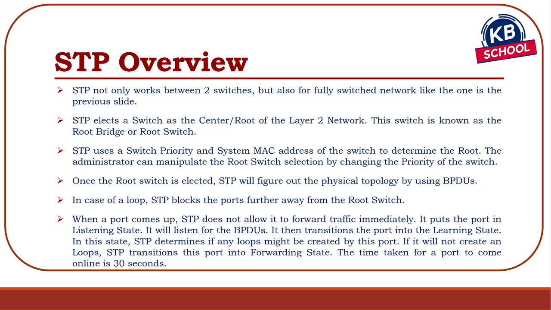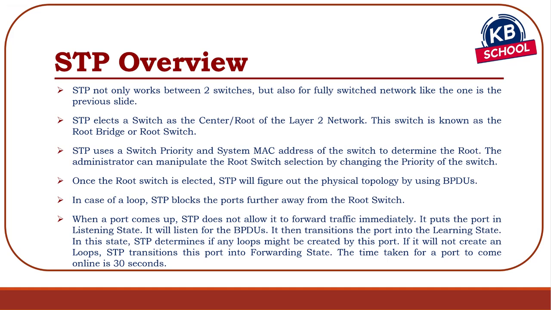Once the root switch is selected, STP will figure out the physical topology by using the BPDUs. If it sees a loop anywhere, it will block that port. And the segment that will be blocked is the port that is the furthest away from the root switch. All right. And how do I make sure there are no loops that take place?